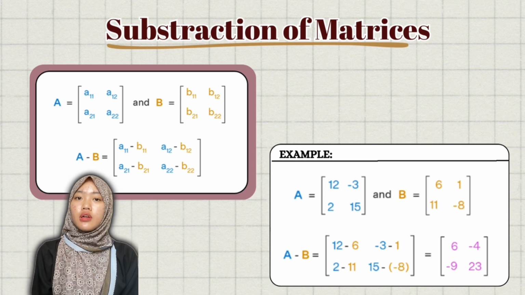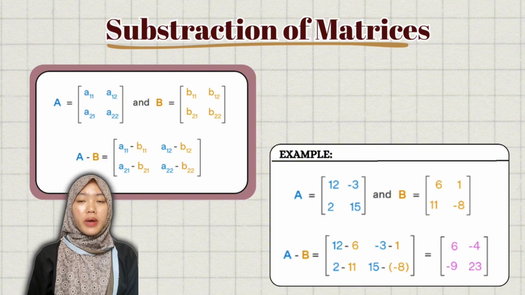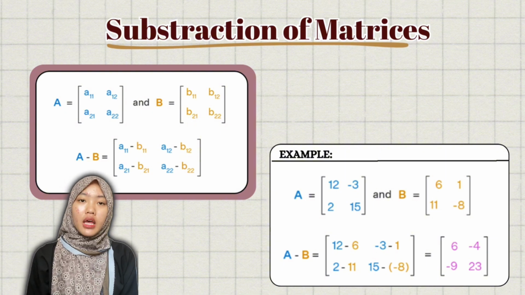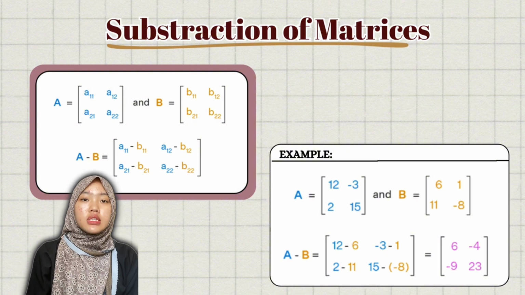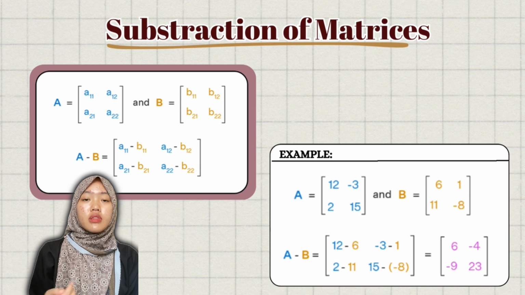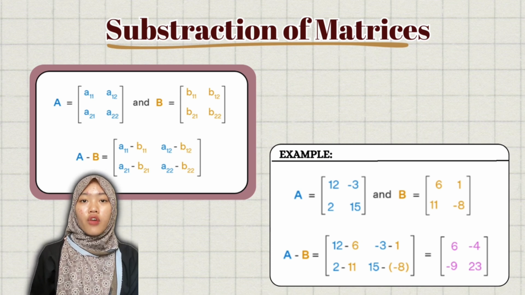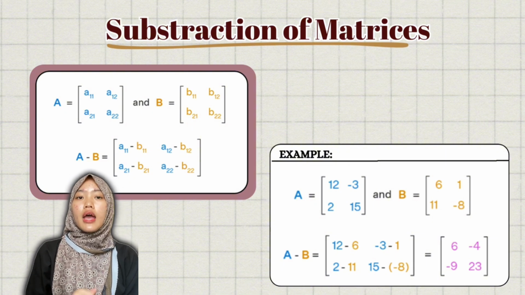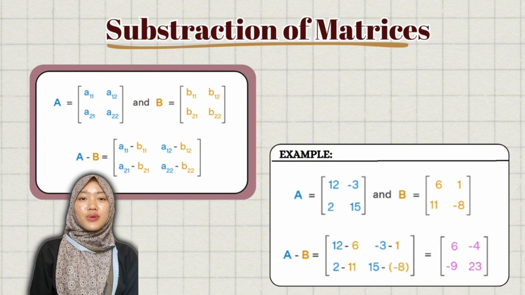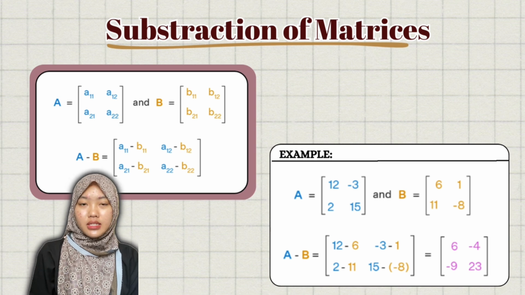In this example, we will learn how to subtract 2 matrices, which are matrix A and B. To subtract these matrices, we subtract their corresponding elements. This means we subtract the element in the first row and first column of matrix B from the element in the first row and first column of matrix A, and so on for all of the elements. So, let's perform the subtraction step by step.